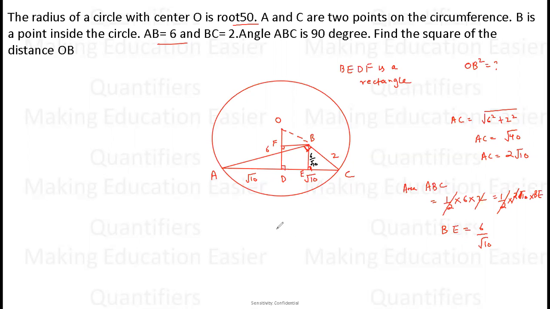So students, from here now we can say that DF, मैं यहां पर लिख देता हूं, DF will also be equal to 6/√10. यहां भी मैं लिख देता हूं DF की वैल्यू हो जाएगी 6/√10.